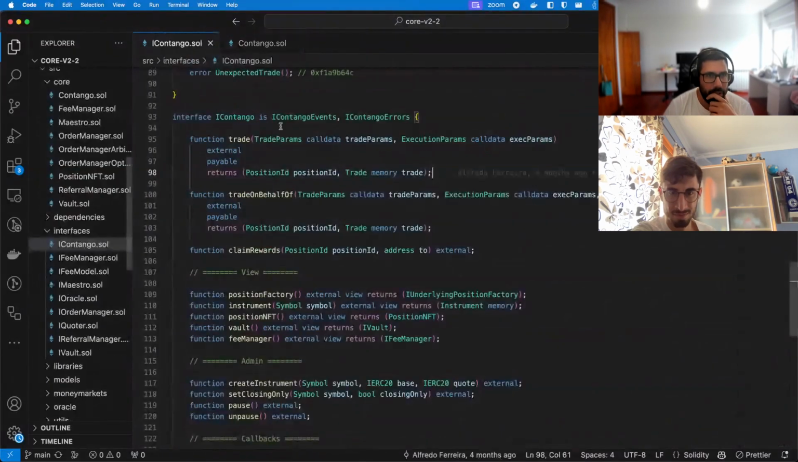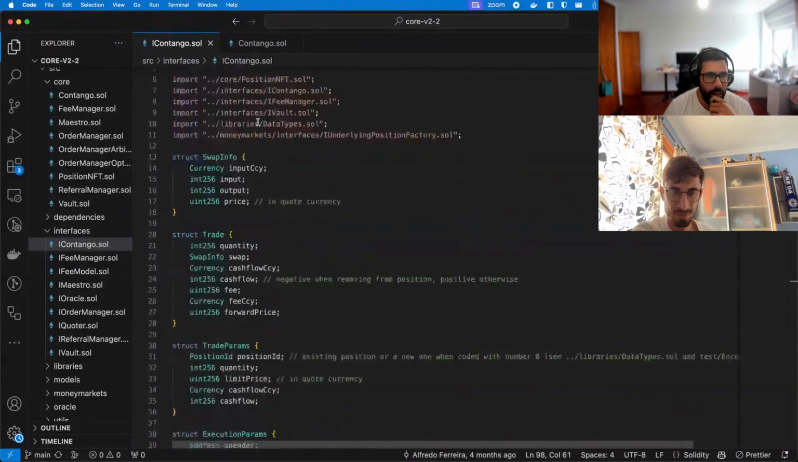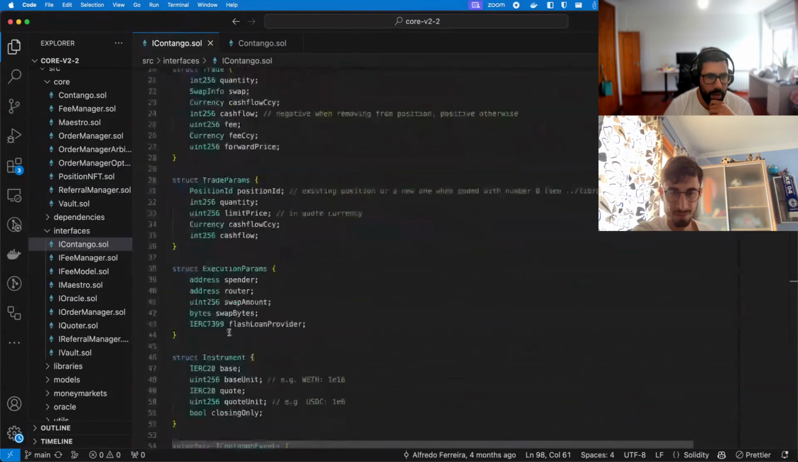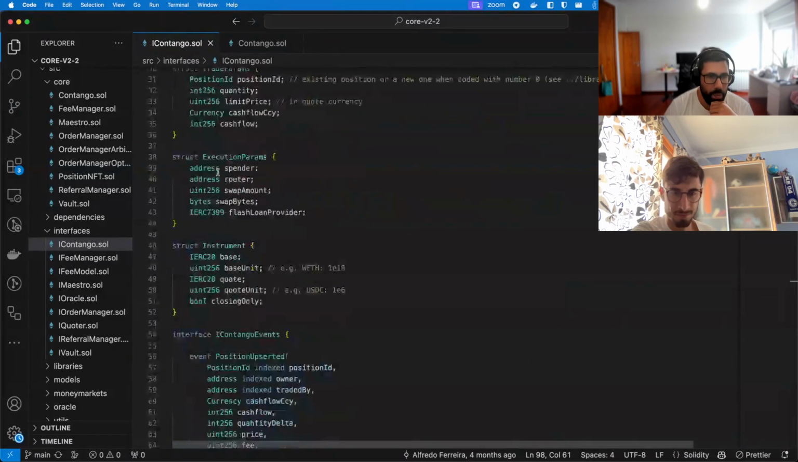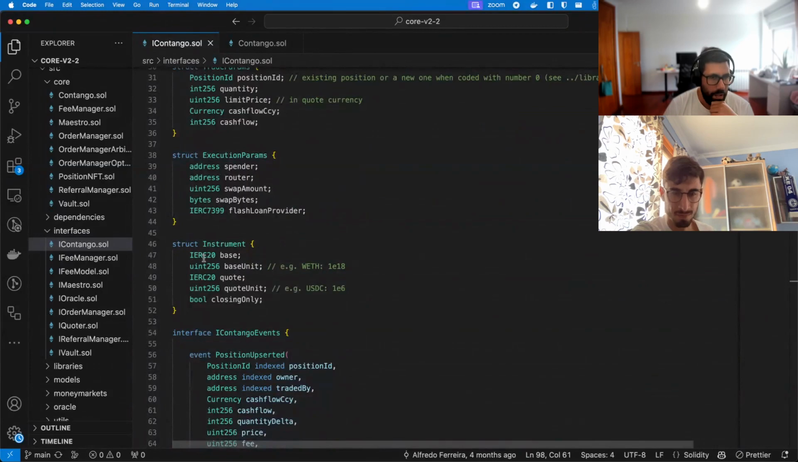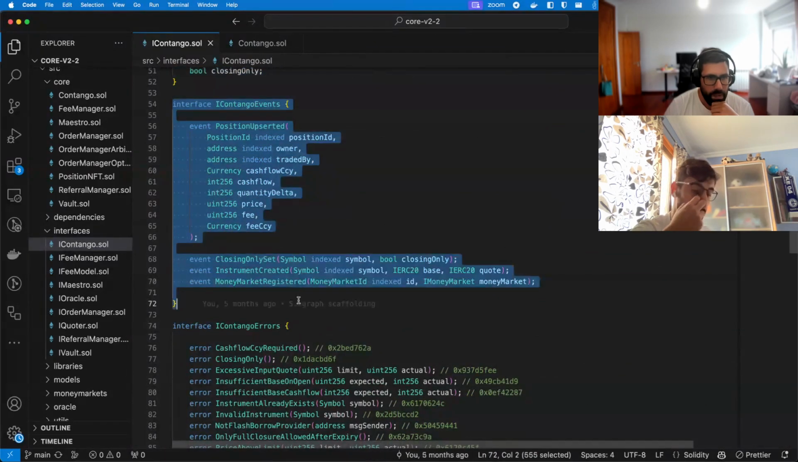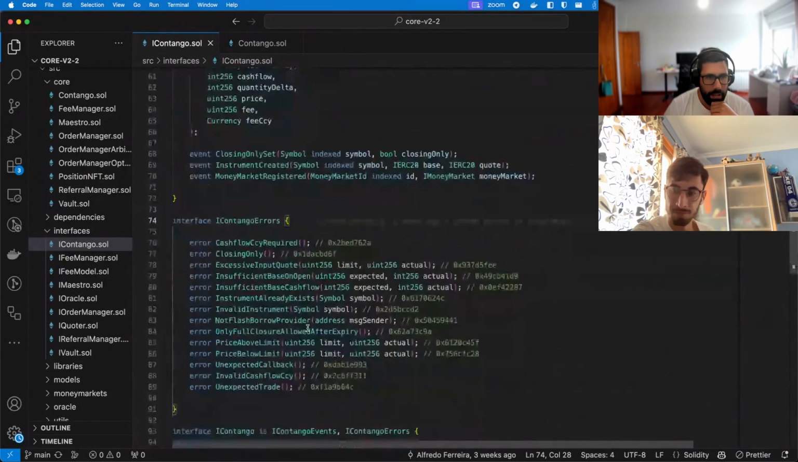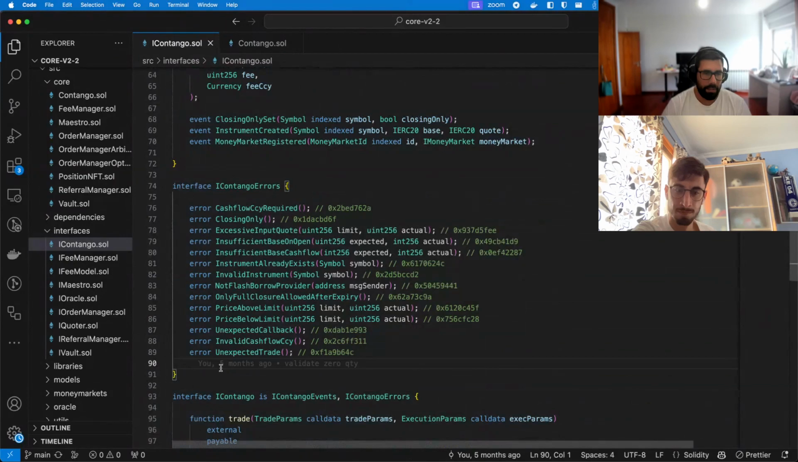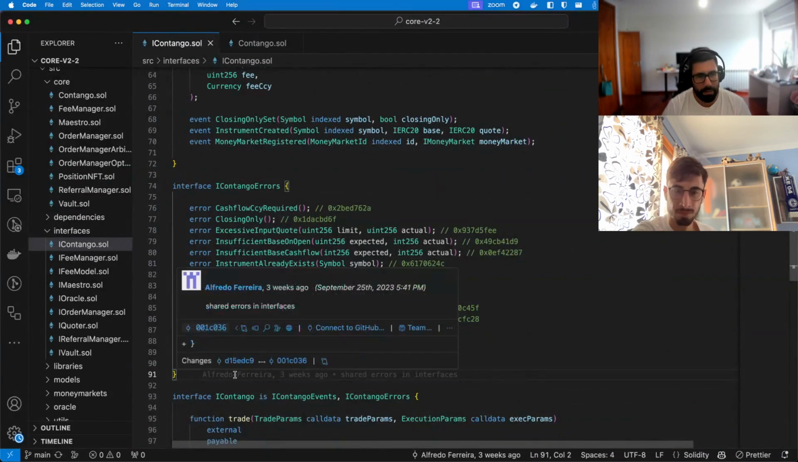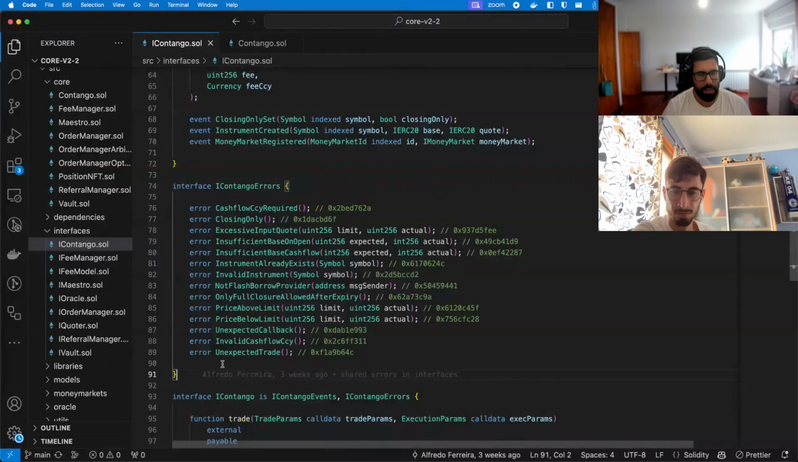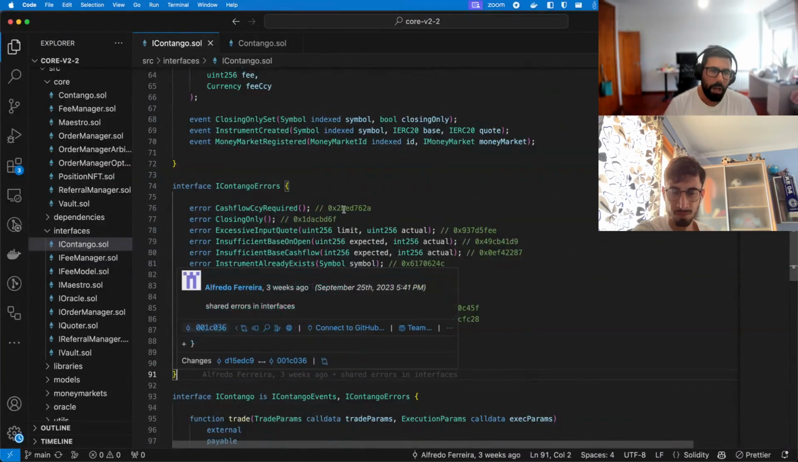So as you have noticed, we have globally defined structs here, and they are in the interface because they are part of the public interface. And we also split the interface in three. So we have Contango events and Contango errors. We don't strictly need Contango errors as a separate thing, but actually, I think right now we do.